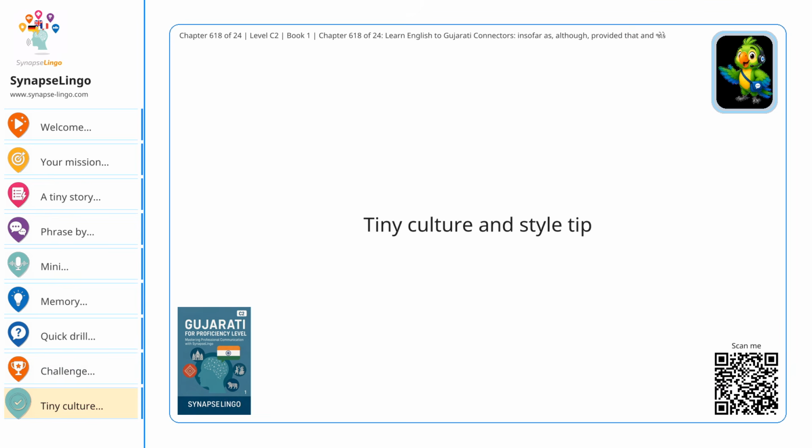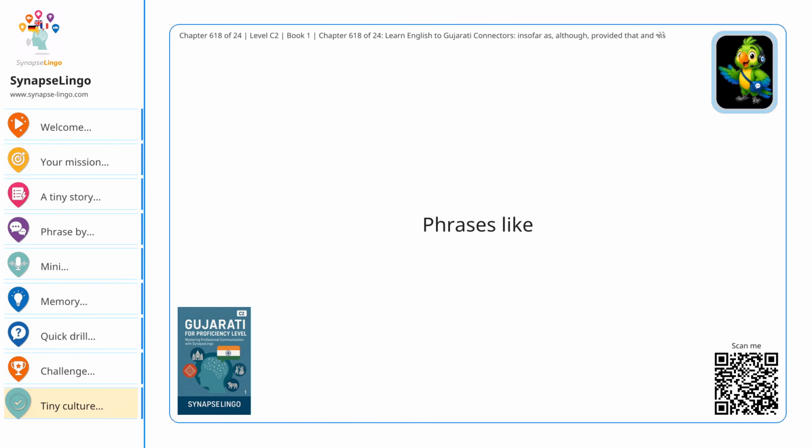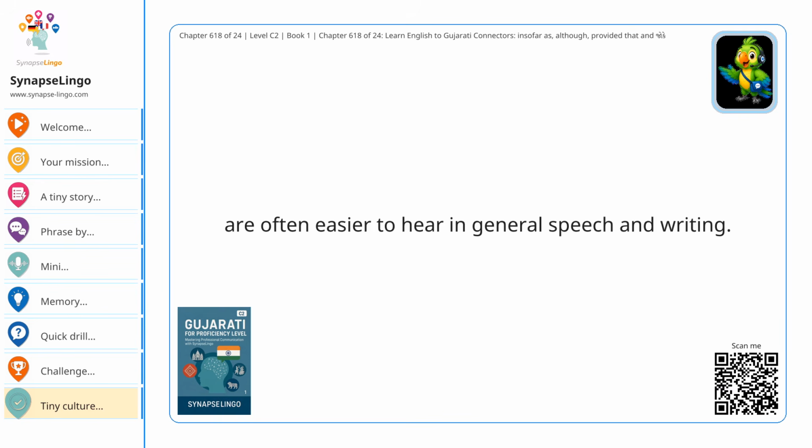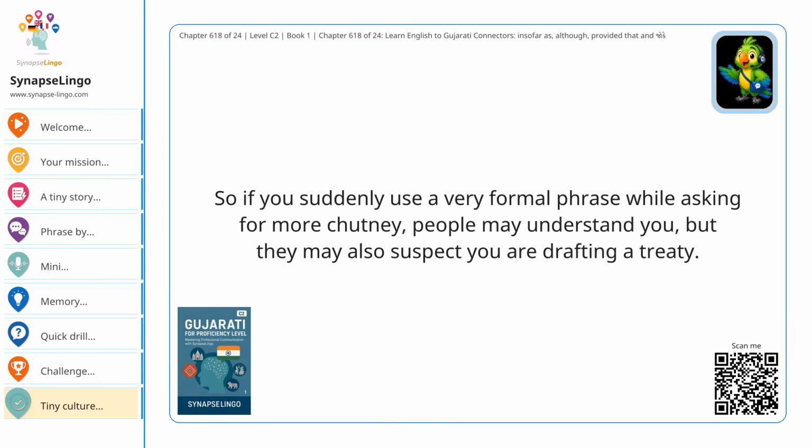Tiny culture and style tip. Here is a useful secret. Not all connectors feel equally casual. Some wear a t-shirt and some wear a courtroom suit. Phrases like જો કે and જો કે are often easier to hear in general speech and writing. Phrases like આ પૂર્વધારણા હેઠળ કે and એ શરતે કે feel more formal, analytical, or legal. So if you suddenly use a very formal phrase while asking for more chutney, people may understand you, but they may also suspect you are drafting a treaty.